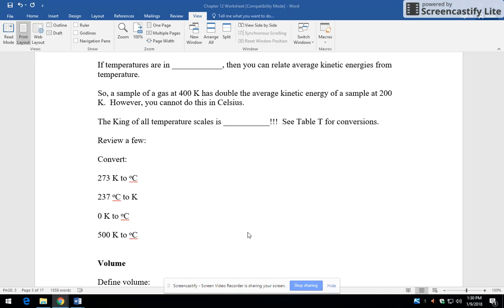All right. So the king of all temperature scales is Kelvin. That's right. Kelvin is what I was going for. Table T, trusty Table T, for your conversions, although you've done this a million times before. Kelvin is Celsius plus 273. And here are 4 review questions for you to just tackle. Won't be too bad for you, I'm sure, tonight.